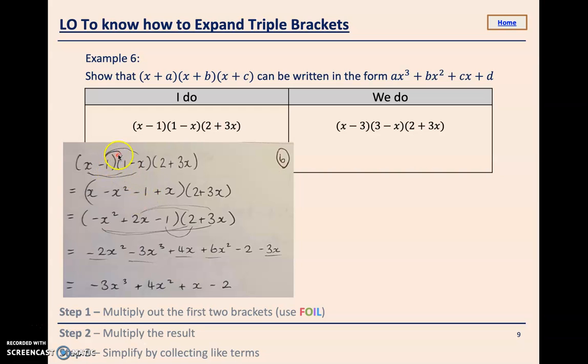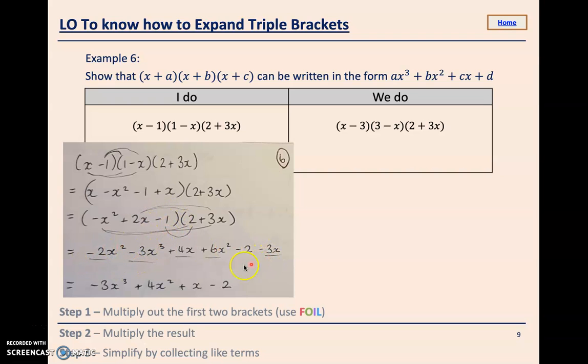And then we have negative 1 times by negative x. So it's basically negative 1 times by negative 1x. So the negative 1 times by negative 1 gives us a positive x. Again now we times everything in the second bracket by minus x squared, everything in the second bracket by positive 2x, and everything in the second bracket by minus 1.